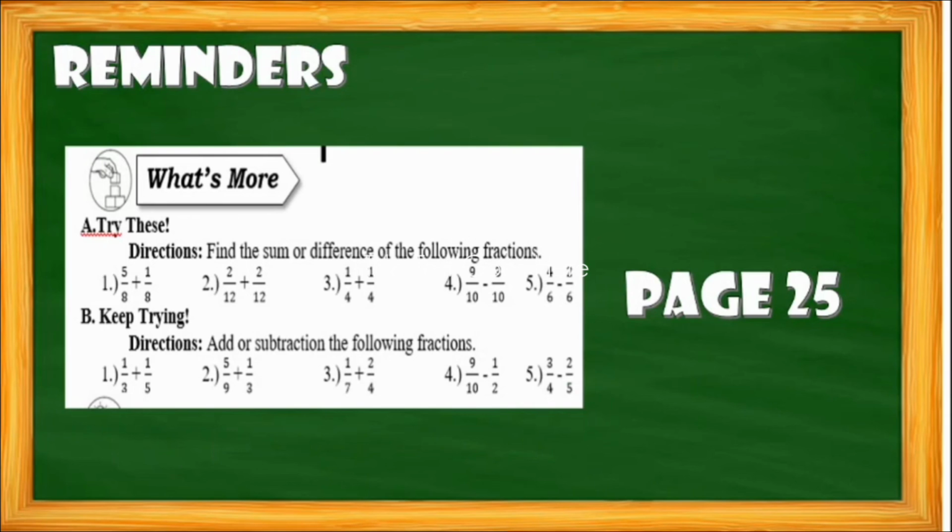Okay, so for your reminder, grade 4 pupils, you're going to answer What's More on page 25 of your self-learning module. You're going to answer Try This 1 to 5, letter A, and Keep Trying letter B 1 to 5. Letter A is a similar fraction, and letter B is a dissimilar fraction, grade 4 pupils. So I hope you already know how to add or subtract similar and dissimilar fractions.